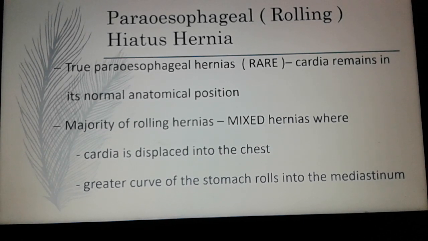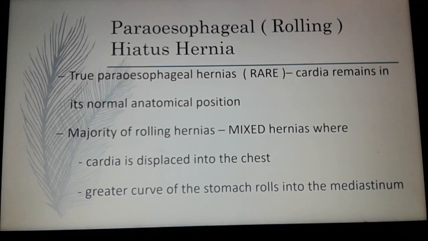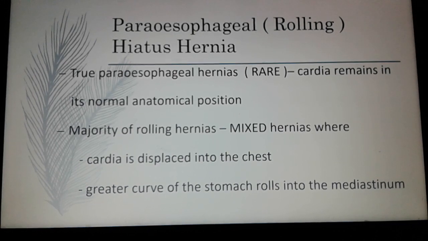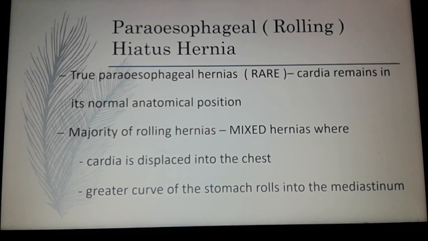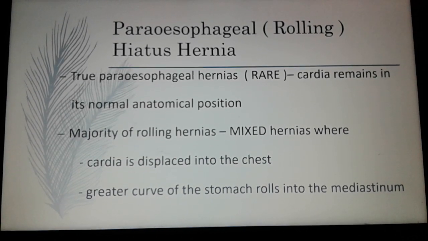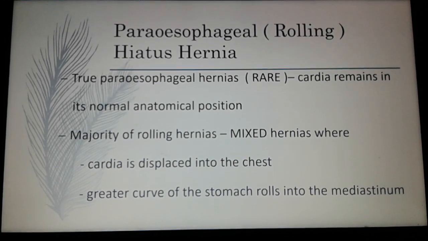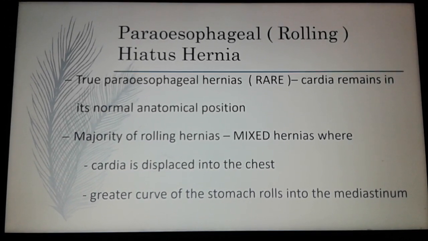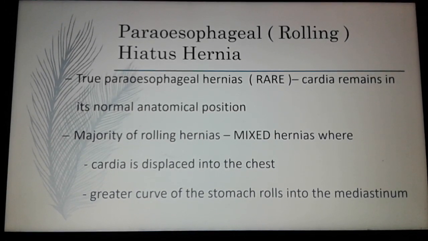So if it is rare, what is the common type of rolling hernia? Yes, it's the mixed type of hernia. In the mixed type of rolling hernias, the cardia is displaced into the chest, number one point, followed by the content, the organ, most commonly the stomach, the greater curvature, which rolls into the mediastinum. This is the commoner variety of rolling type of paraesophageal hernia.